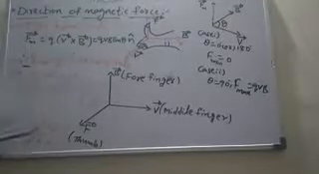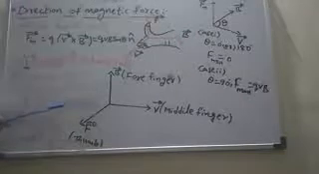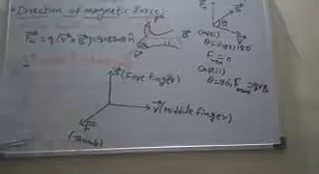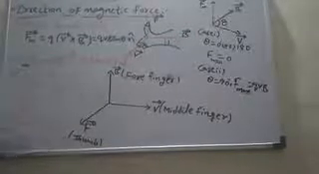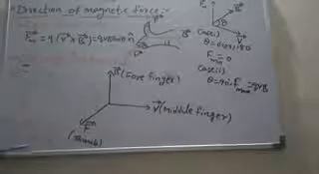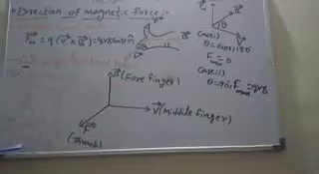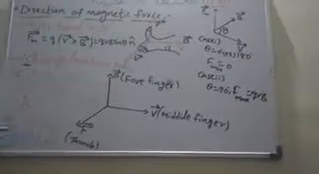Here i cap cross j cap is k cap. So the force is 10 to the power minus 6 k cap Newton. This is the magnetic force acting on the charged particle. 10 to the power minus 6 Newton is the magnitude of the force, and k cap is the direction of the magnetic force.